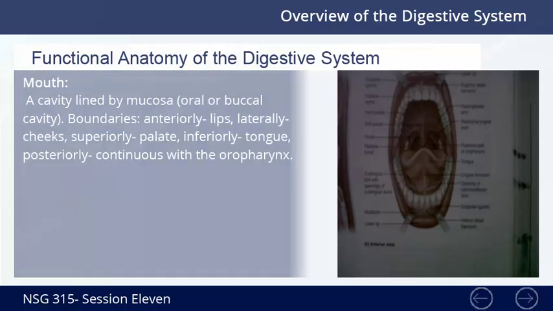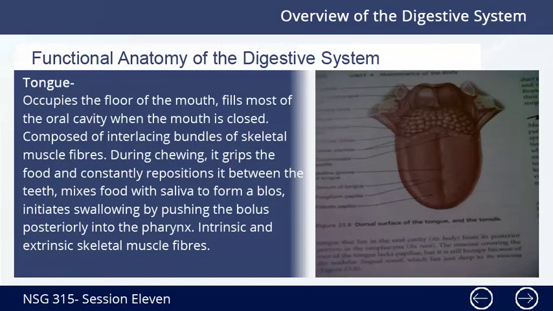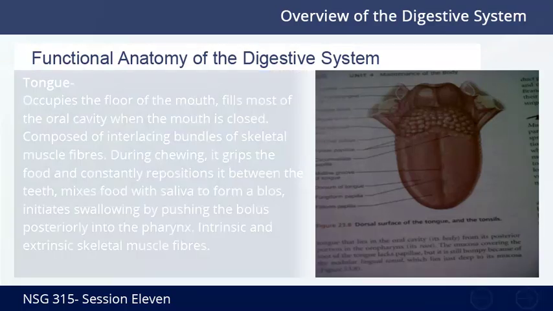Tongue occupies the floor of the mouth, fills most of the oral cavity when the mouth is closed. Composed of interlacing bundles of skeletal muscle fibers. During chewing, it grips the food and constantly repositions it between the teeth. Mixes food with saliva to form a bolus. Initiates swallowing by pushing the bolus posteriorly into the pharynx. Intrinsic and extrinsic skeletal muscle fibers.